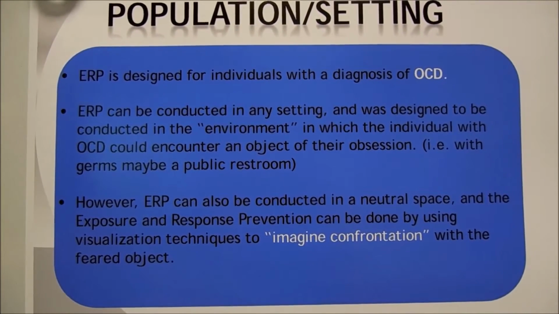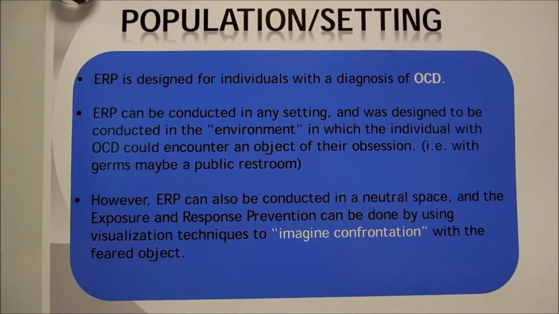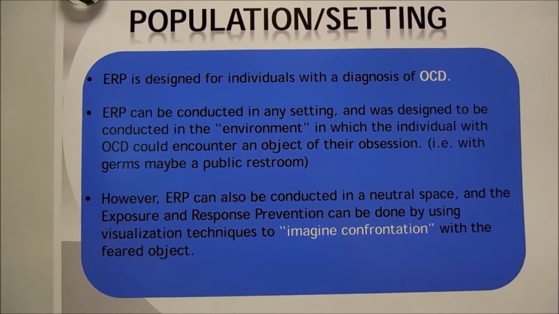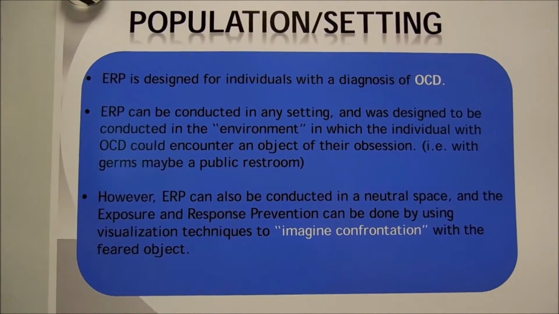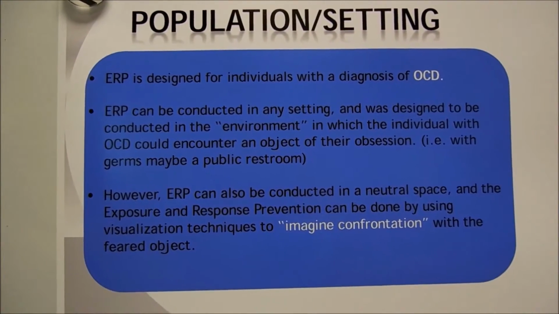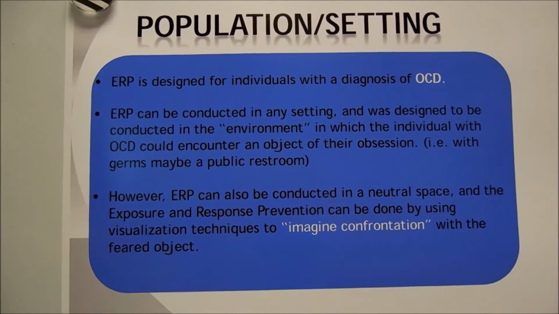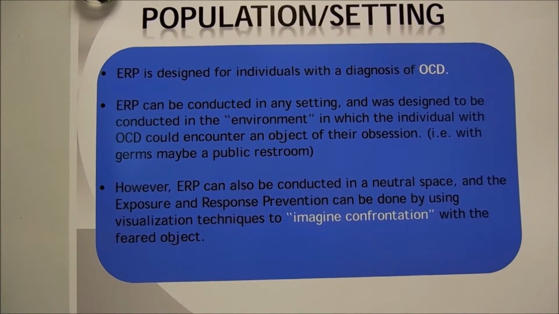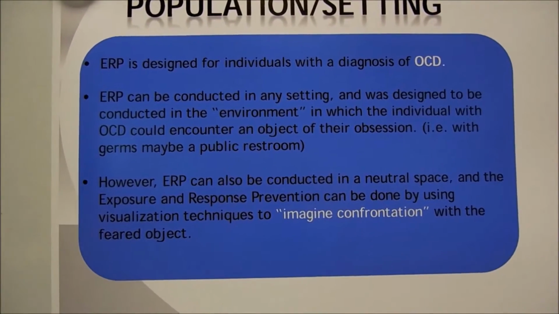In regards to the population and setting, ERP is designed for individuals with a diagnosis of OCD. OCD affects 1 in 40 adults in the U.S. and 1 in 100 children in the U.S. Most individuals are diagnosed with OCD by age 19. OCD affects males and females equally. One third of adults develop symptoms of OCD in childhood.